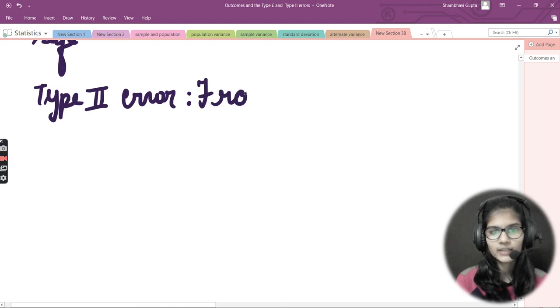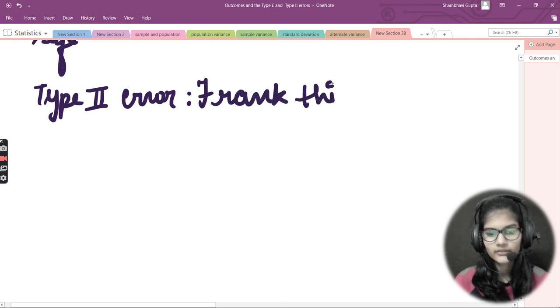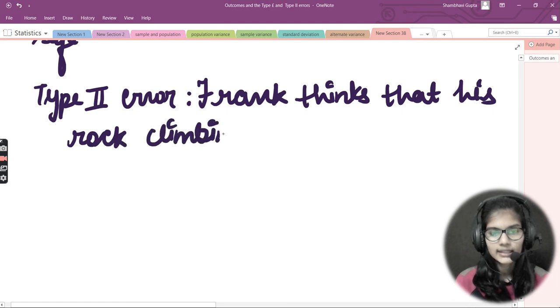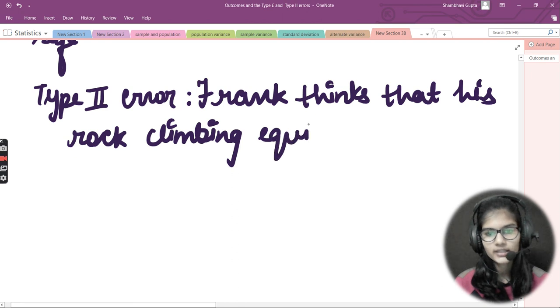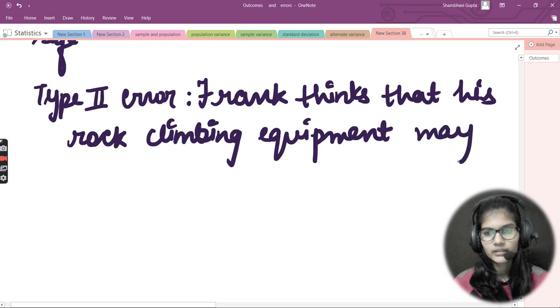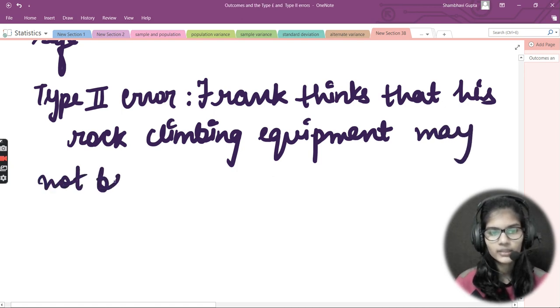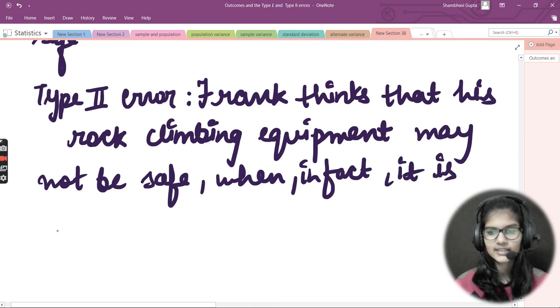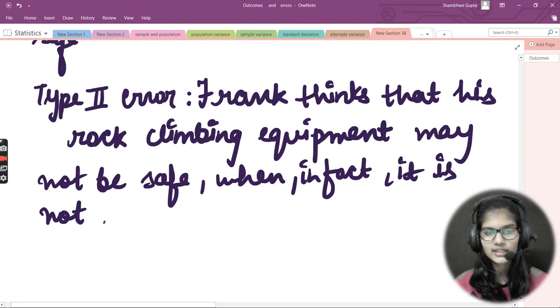In my type 2 error it comes that Frank thinks that his rock climbing equipment may not be safe when in fact it is not safe.